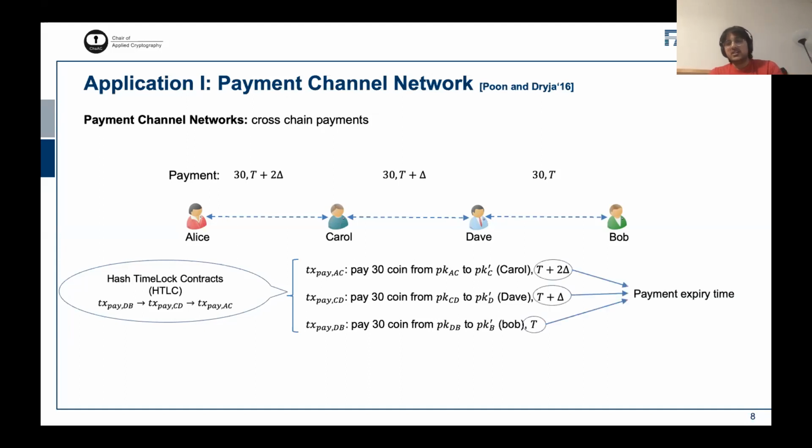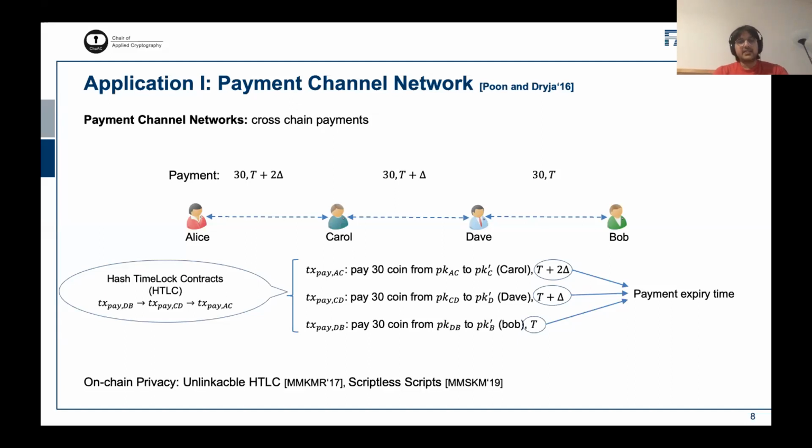Okay, and as I said, the times of these payment transactions are otherwise known as payment expiry times, and it is just to ensure that no honest intermediary user loses coins because the user to the left of him expires the payment before he can get paid.